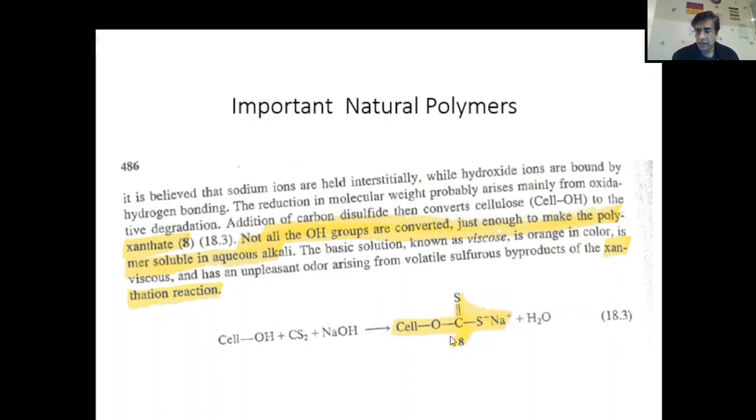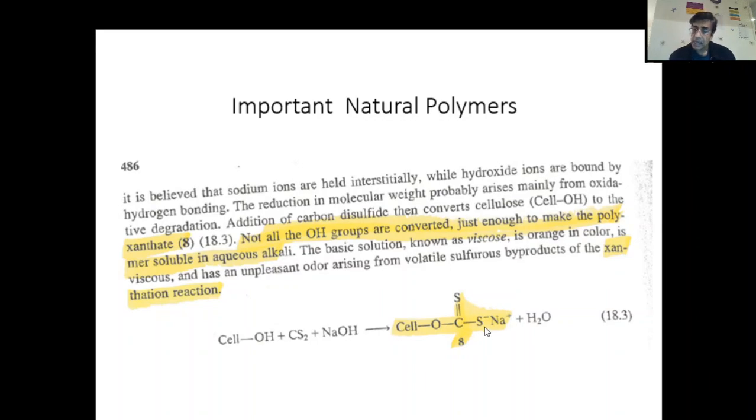Okay, because of the free elemental sulfur, we get a very pungent, unpleasant odor, because of this volatile sulfur byproduct which is produced in this reaction. And after the formation of this product, we leave it for a certain period of time, that's called aging. During that process some of the chains will break, and due to that the molecular weight decreases, and the crystallinity of the native cellulose decreases.